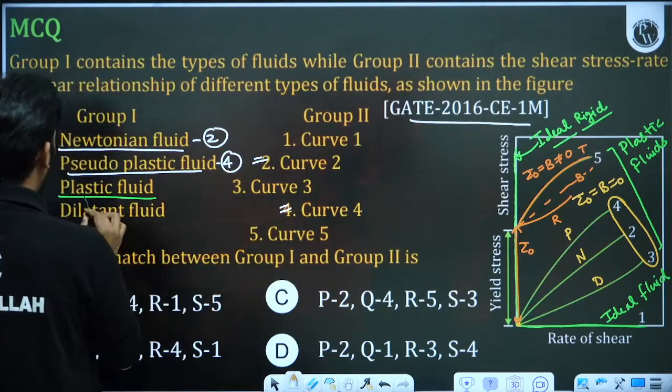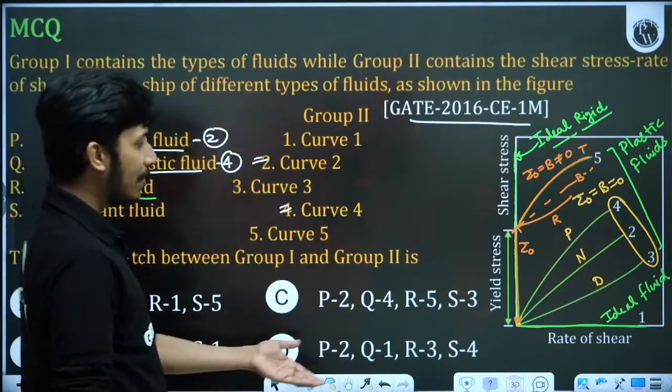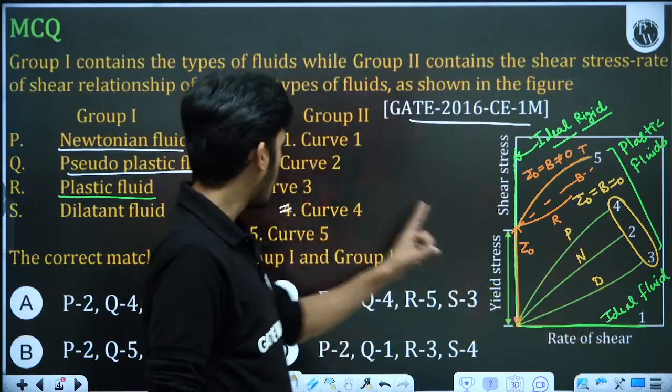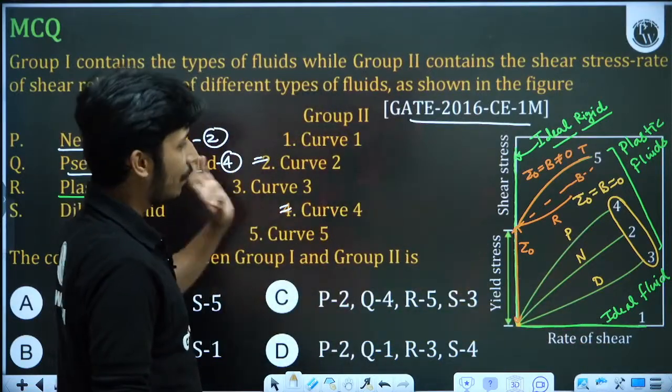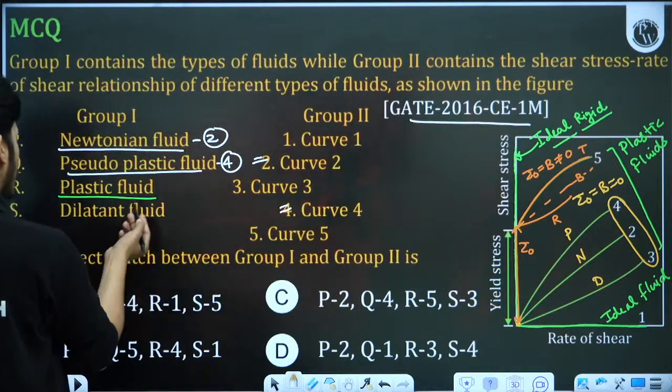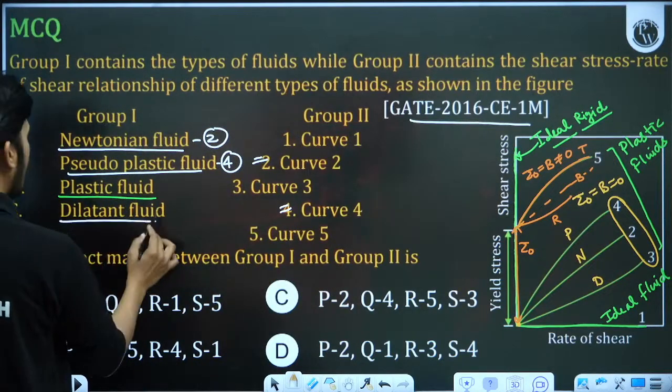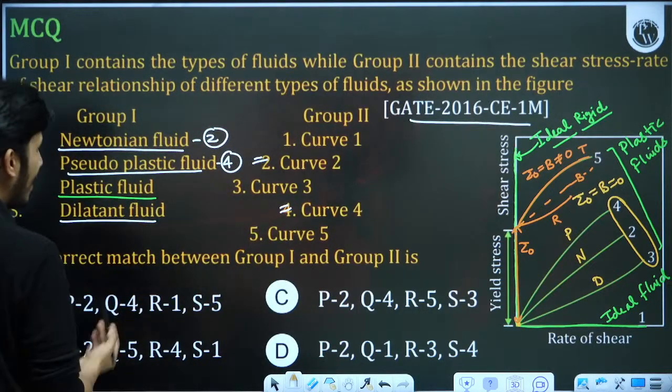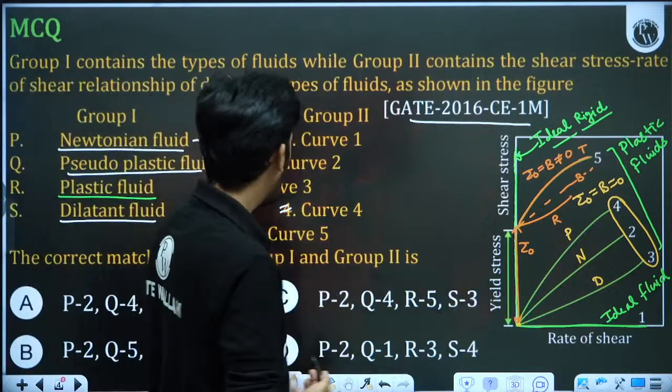Okay, plastic fluid, any of these are plastic, only one is not plastic. 3 or 5. 3 is also plastic, 5 is also plastic. No worries, 3 or 5, anything will be there. So I will match this later. Whatever will be remaining, I will match this. Now dilatant is what? Dilatant is your number 3.